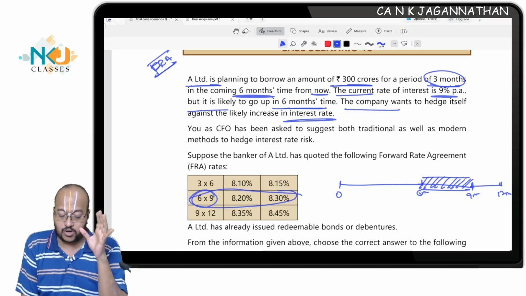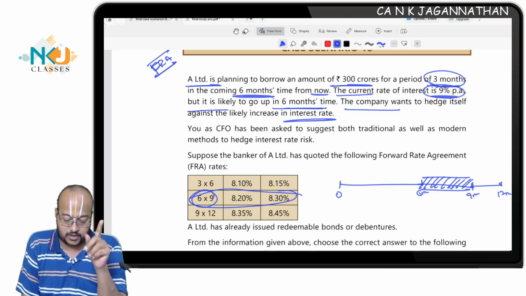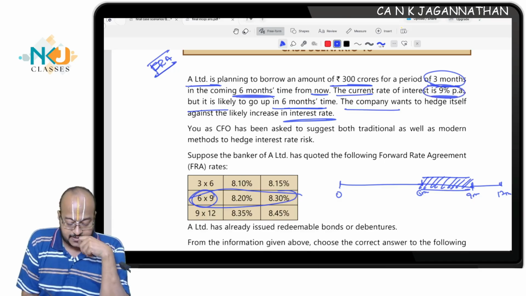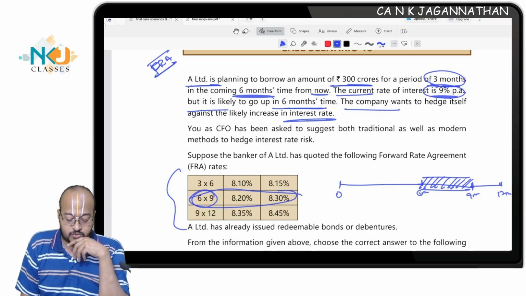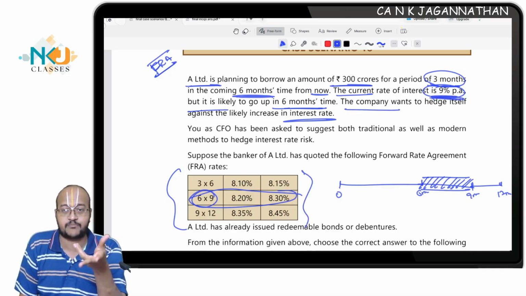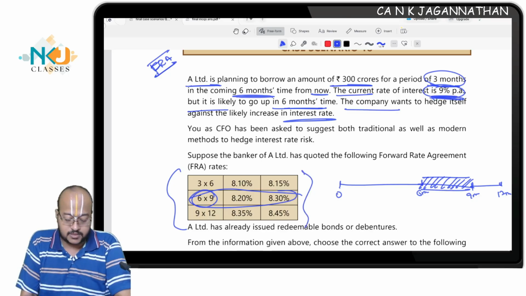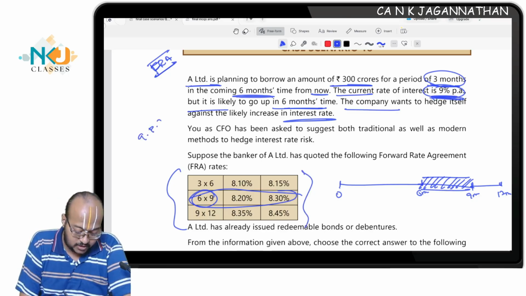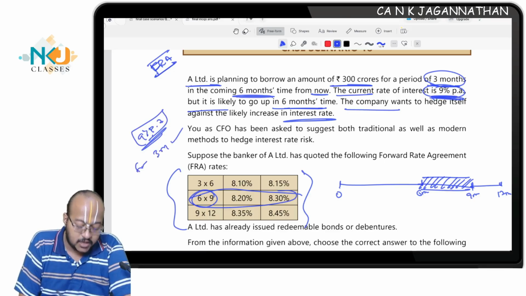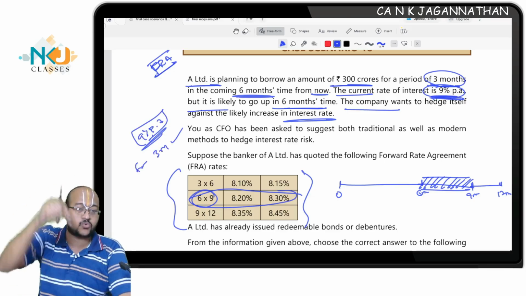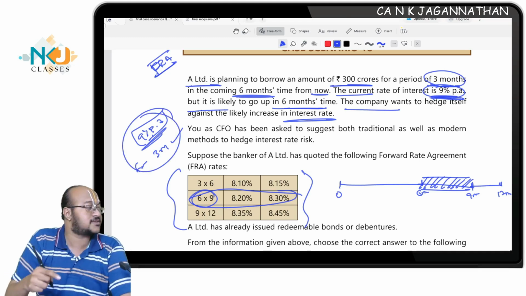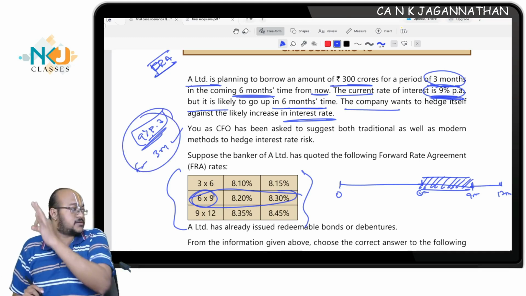Now the question here is, what is this current interest rate? I want you to clarify here. Very, very good question. See, 3 different interest rates are given: 3 into 6, 6 into 9, 9 into 12. But this current interest rate of 9% is nowhere specified. What is this 9%, you may ask. Very simple. This 9% per annum is the interest rate for a period of 3 months, starting today. This is the spot 3 months interest rate.